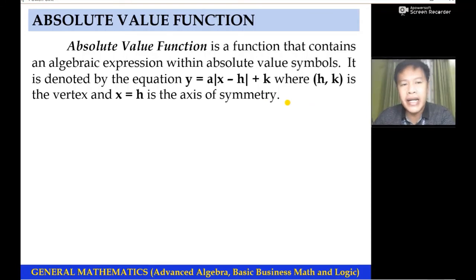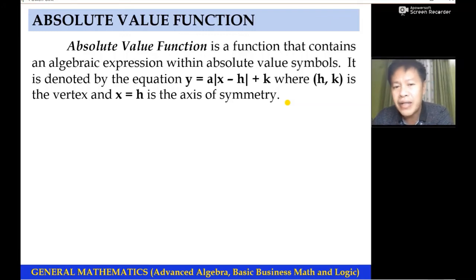Take note, the graph of an absolute value function is not a curve. It is a graph of two intersecting lines in which these intersecting lines meet at the vertex with the axis of symmetry.